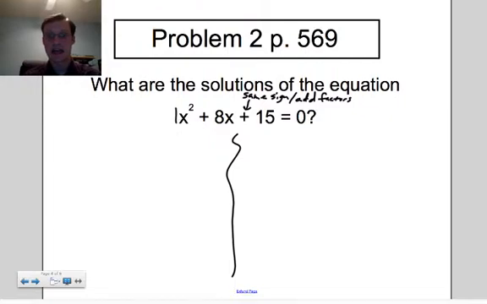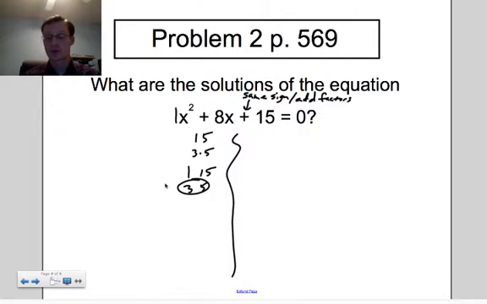I always look at A times C. So 1 times 15 is 15. 15 is 3 times 5, so we have two options, 1 and 15, or 3 and 5, as your factors to get 15. We want something that's going to add to give me 8, and that's 3 and 5.